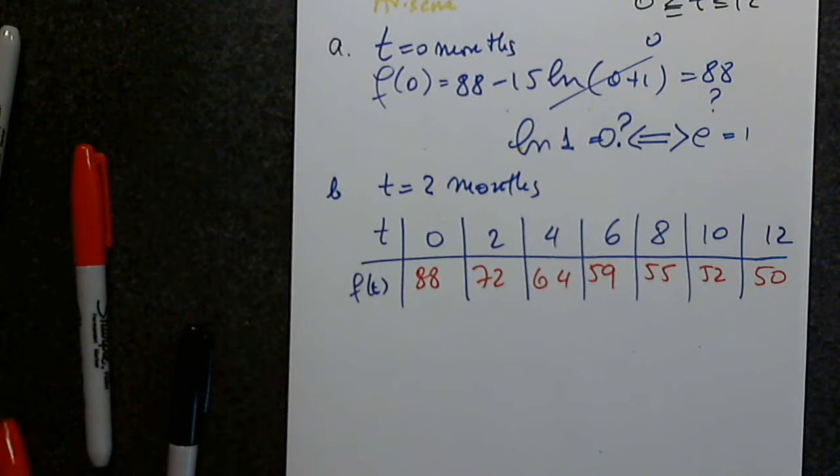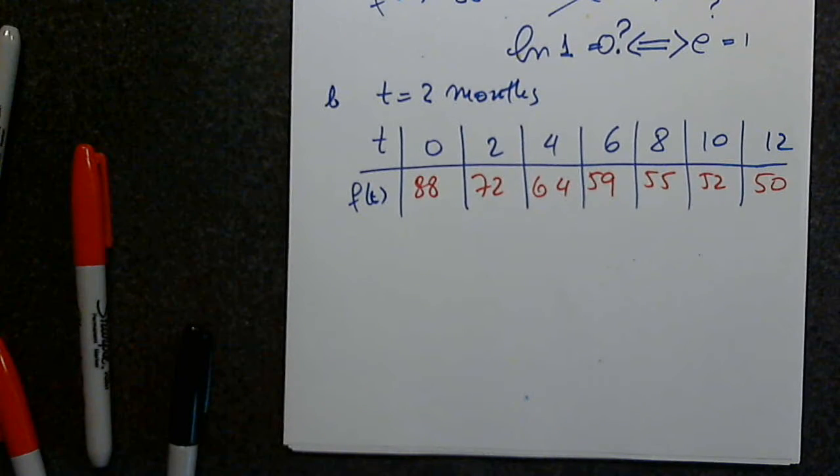So this is an example of a logarithmic function. It has natural log in it: 88 minus 15 natural log of t plus 1.